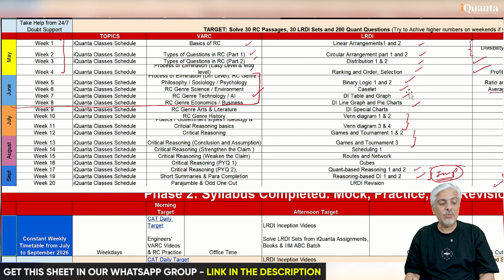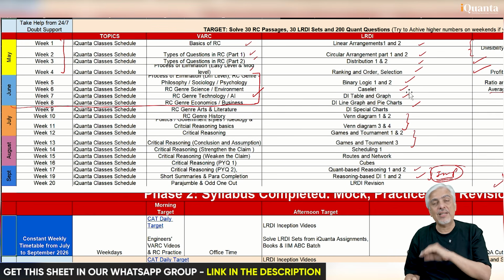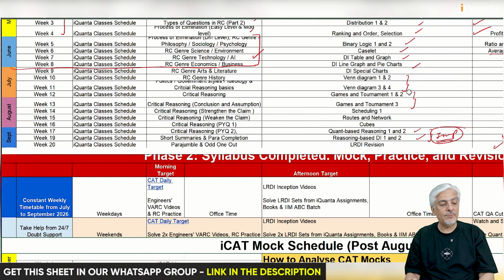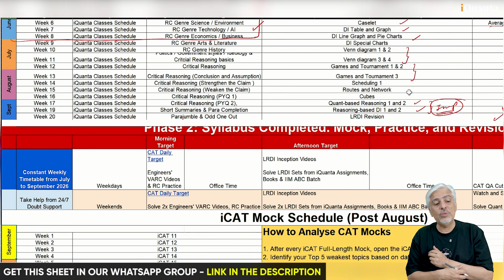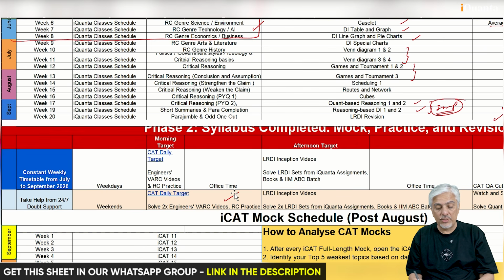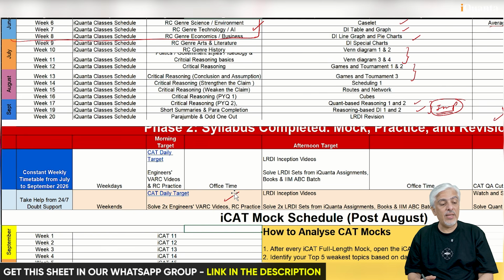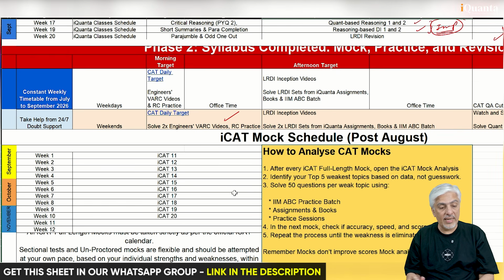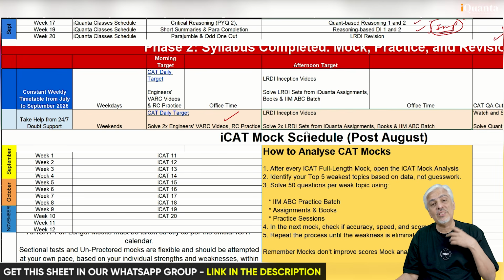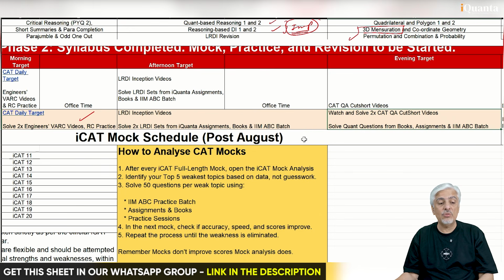Now let's come to phase 2: syllabus completion, mocks, practice, revision. How do you go about it? Now you go to the next level questions. So where we solve 2x engineers VARC videos, RC practice, solve the next level questions. Your syllabus is over, so you need to move on to questions which are of a slightly higher difficulty level and so on, right? Same way, in LRDI, now we go to LRDI inception videos, which are slightly more difficult topics. The IMABC questions you will get.